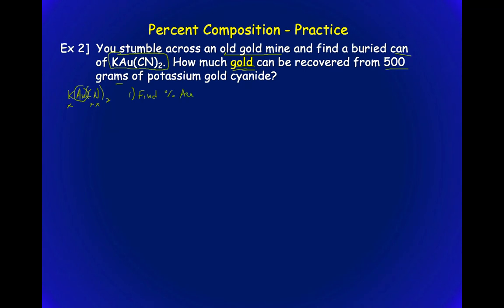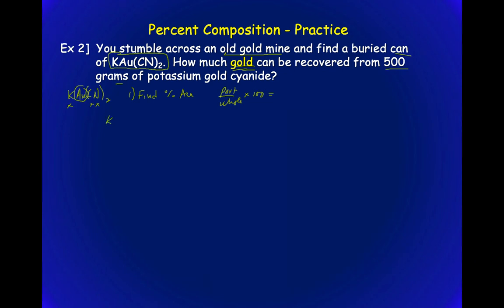And then take that percentage and figure out how much of 500 that would be. All right, so find that out. We're going to need the part over the whole times 100. So we're going to have to find the part and the whole. Let's figure out what the GFM is of the whole thing.